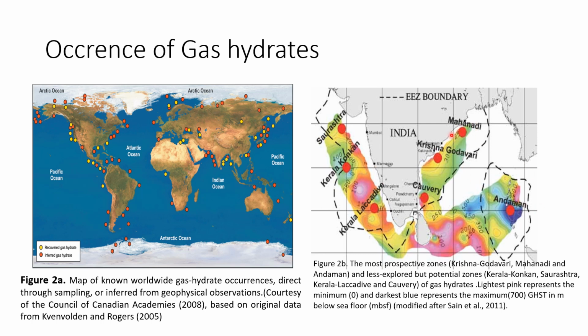This is the most prominent area where we have got the gas hydrate. And the Kerala Konkan basin and the Saurashtra basin are also regions where we get the gas hydrate.